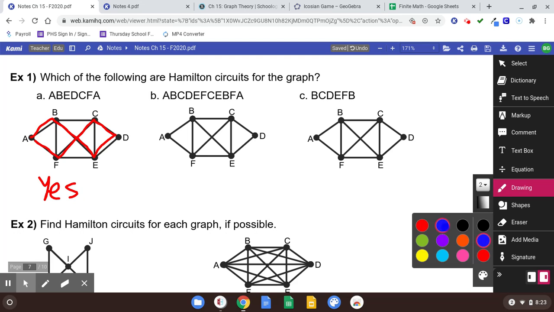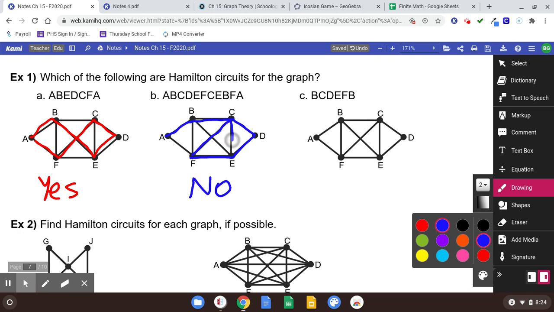Then we look at the next one. A, B, C, D, E, F. And then it goes back to C, and we can already see that's a problem right there. You can't hit a dot more than once, so I can already see this is going to be no. There's way too much going on.